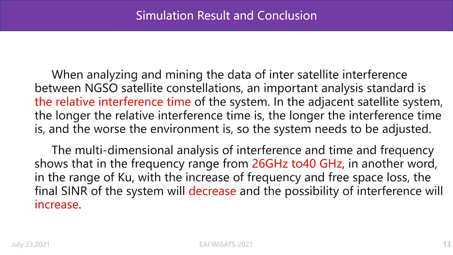A new reference standard is introduced, which is defined as the relative interference time. That is the ratio of the time that a system is affected by interference in one day to the total operation time of the system. In the adjacent satellite system, the longer the relative interference time is, the worse the environment is, and the system needs to be adjusted.